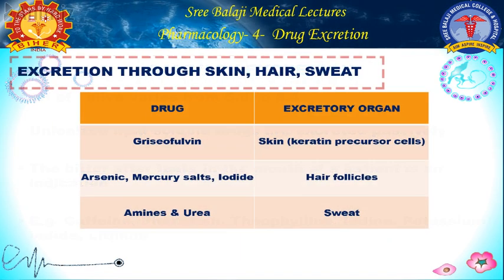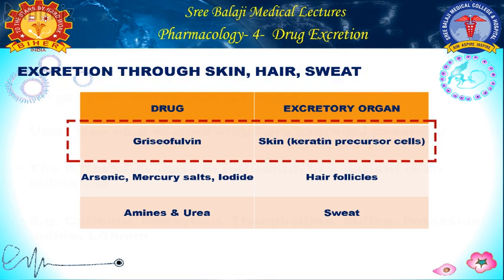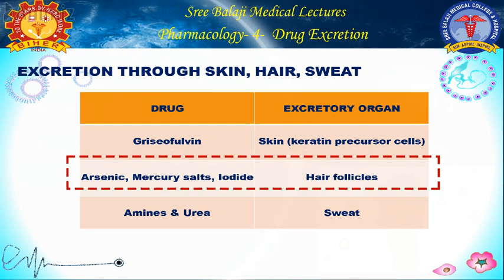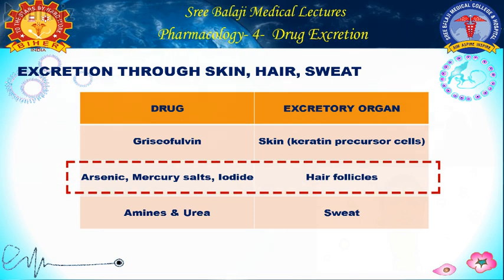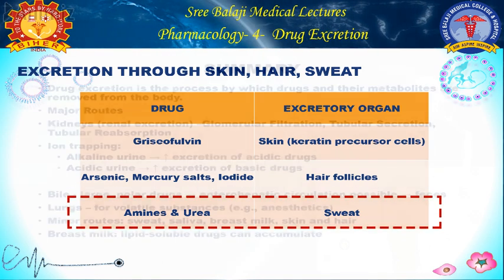So coming to excretion through skin, hair, and sweat. So here griseofulvin is secreted in the skin. Arsenic, mercury salts, and iodides are secreted in the hair follicles. Amines and urea are secreted in the sweat.